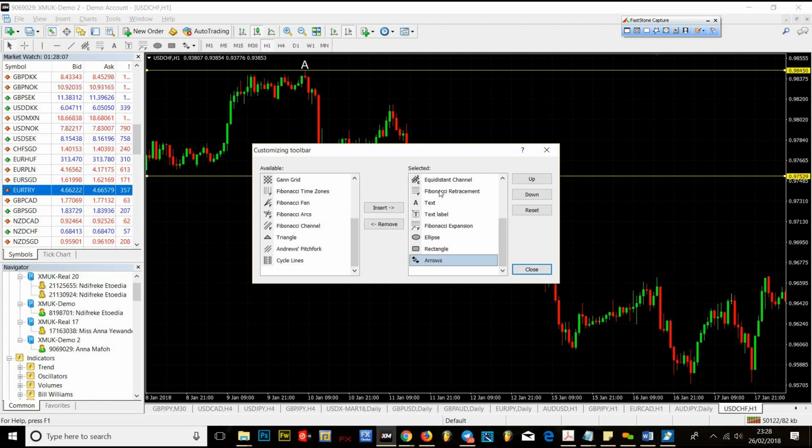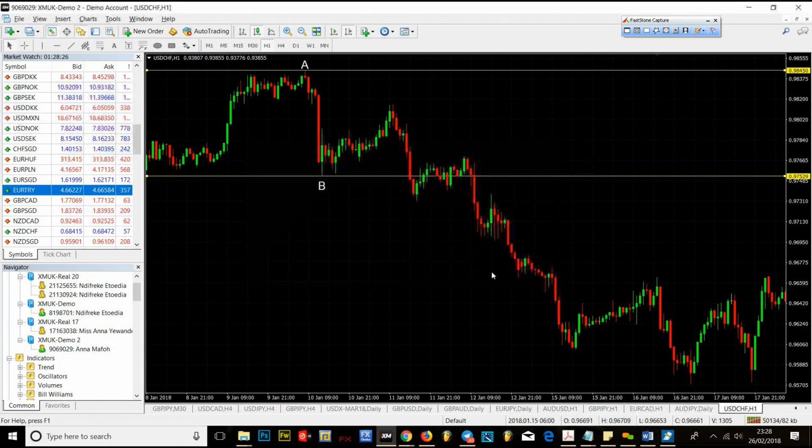If you didn't have it, this is what you're going to see. As you can see, it's out of here right now. So what you want to do is click on it and then insert, and it comes here. As you can see, it's back here. So you close it. The same goes for every one of these other tools that you want.